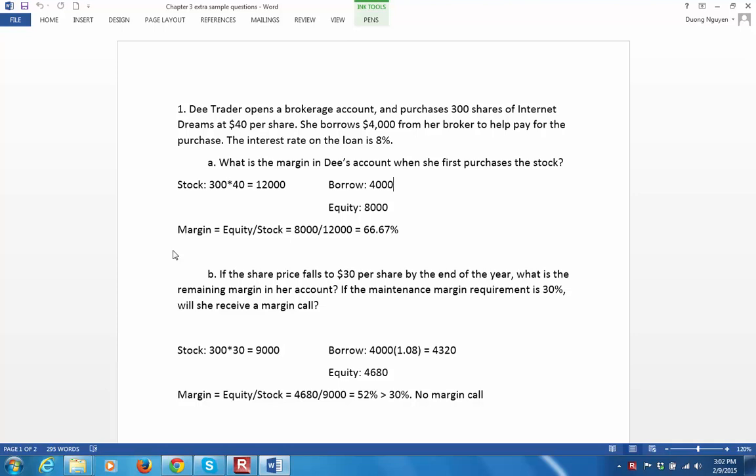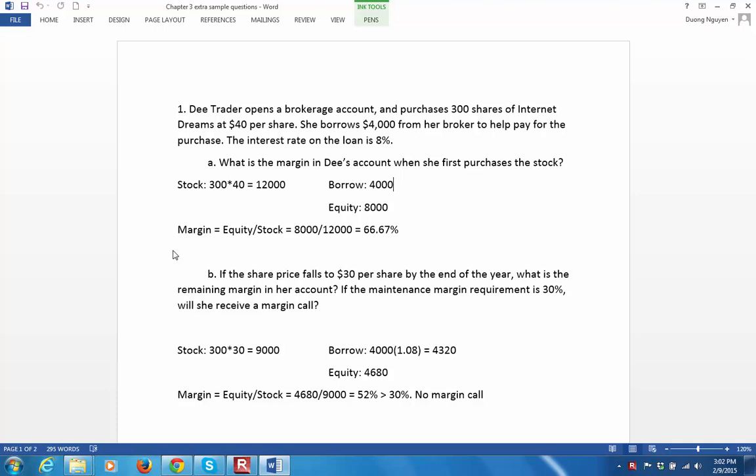An investor D opens a brokerage account and buys 300 shares of the company Internet Dreams at $40 per share. She borrowed $4,000 and the interest rate on the loan is 8%. So the first question is, what is her initial margin?